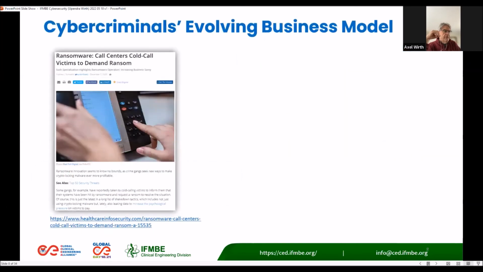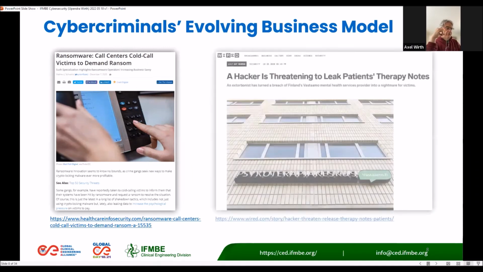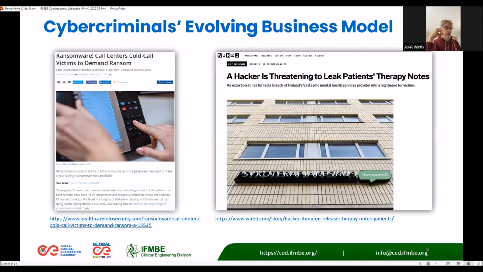A couple of other examples on how quickly cyber criminals can shift their business model and find new ways of making money. For example, ransomware attacks now provide call center or online chat support. So just in case you can't figure out how to pay the ransom, you can actually chat with an online support representative who then can help you figure out how to make the payment.